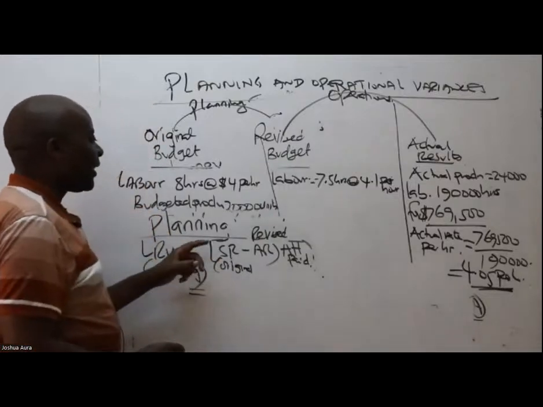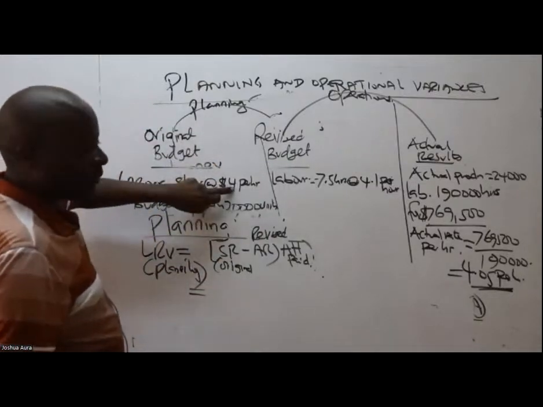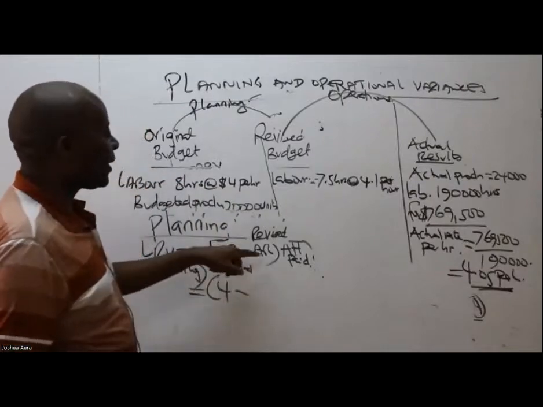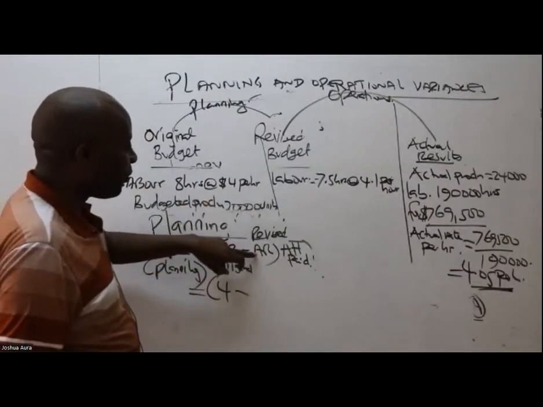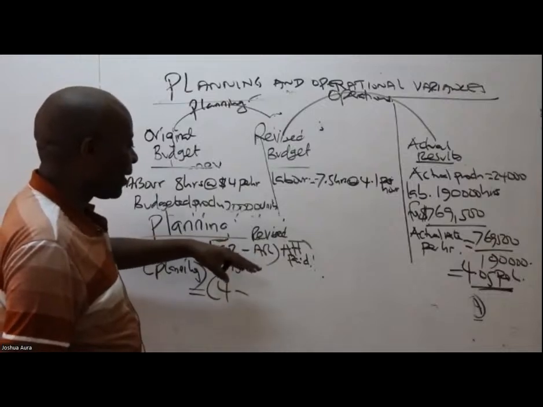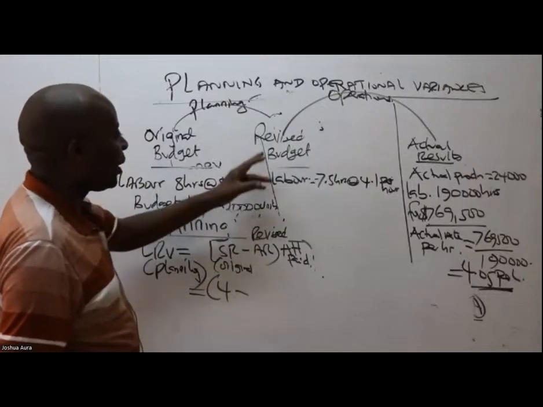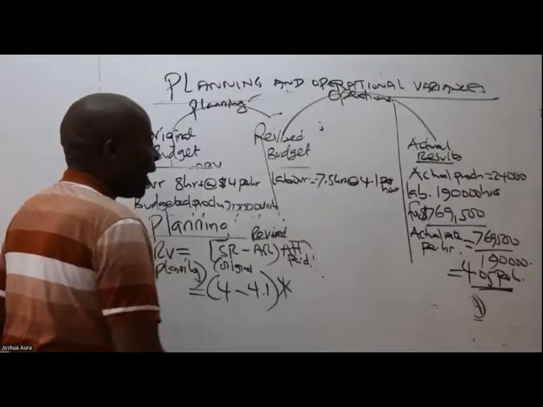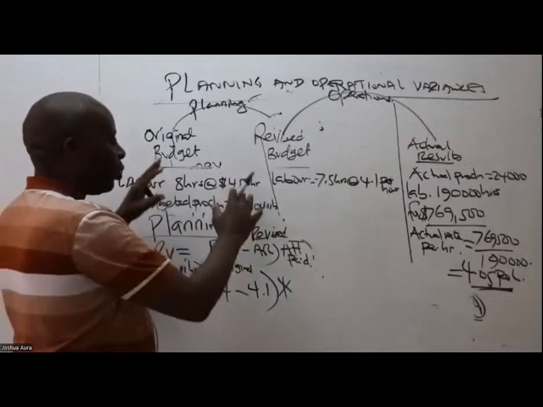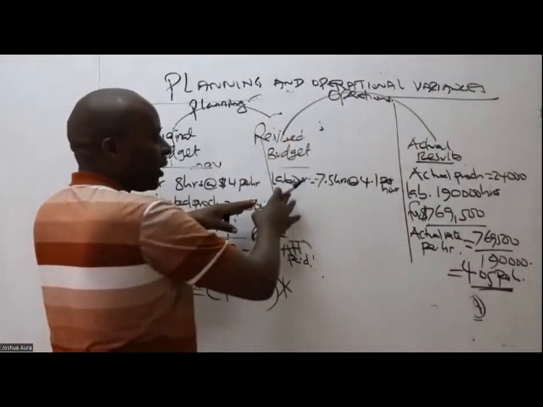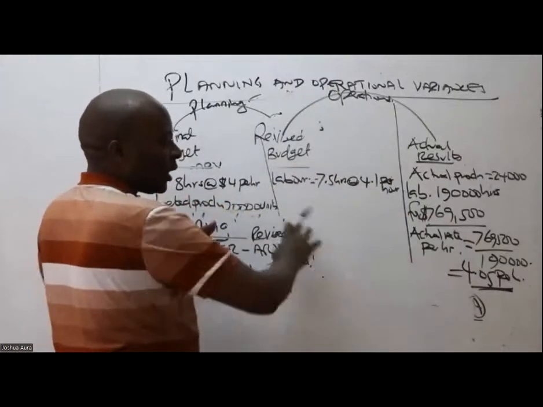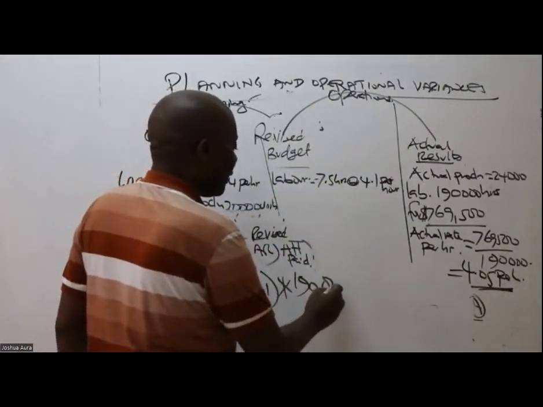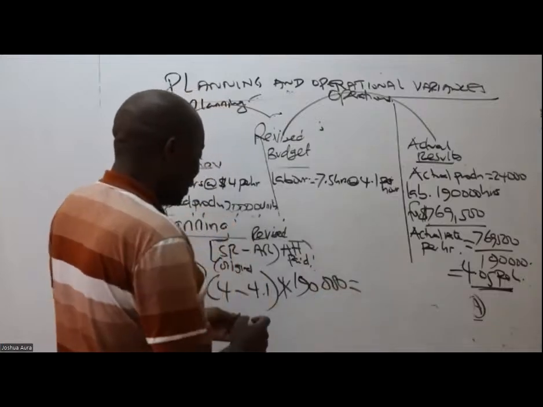So ladies and gentlemen, this is what I shall have. My original standard rate per hour is 4, minus my revised rate. Don't talk of actual, just to guide you. So it's the revised rate. Revised rate is 4.1. Multiply outside here with the actual hours paid. Don't look for actual hours paid here, it has to be the outside. So actual hours paid were 190,000. Could you kindly give me this figure?